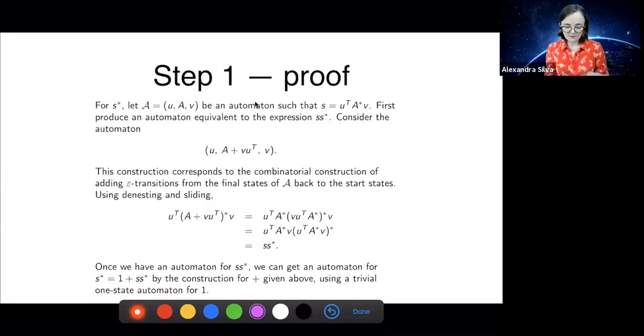And I'm going to skip the star case. You can look at it later. But basically for star, you do something similar to the sequential composition, but you need epsilon transitions as well.